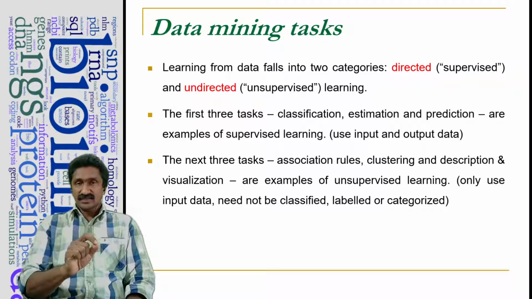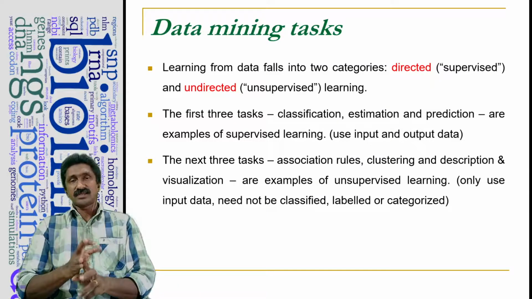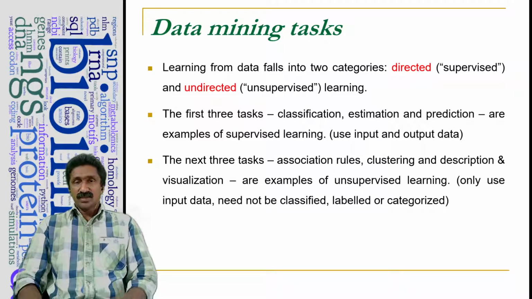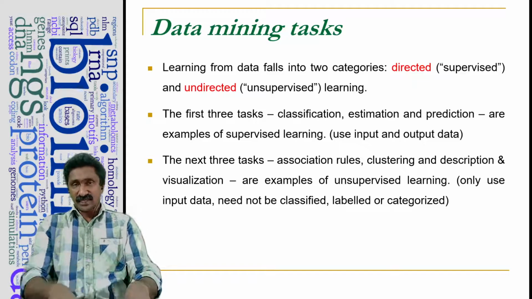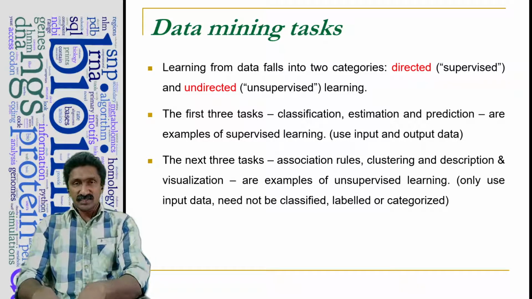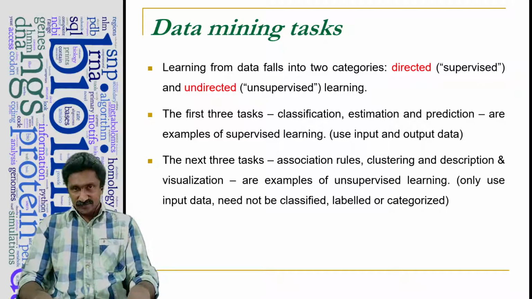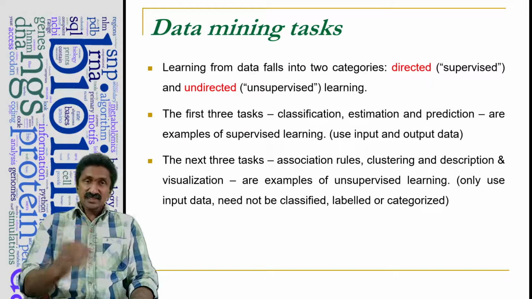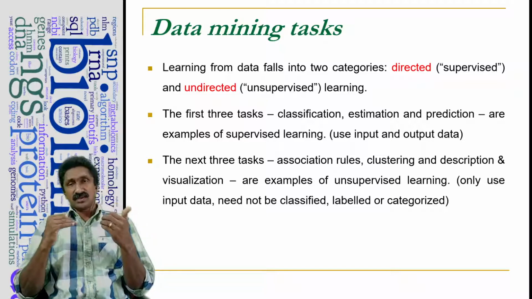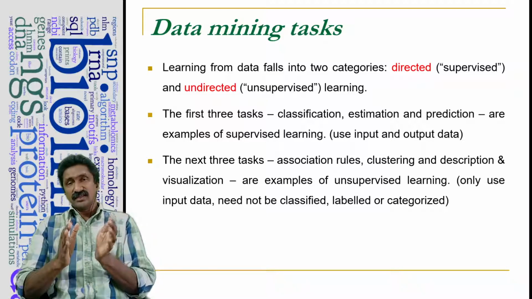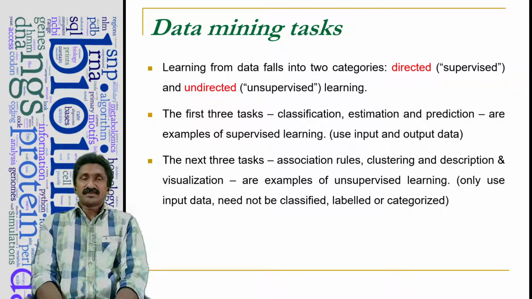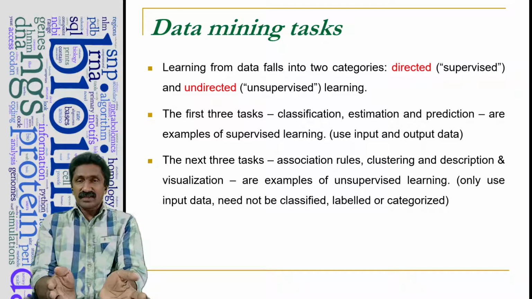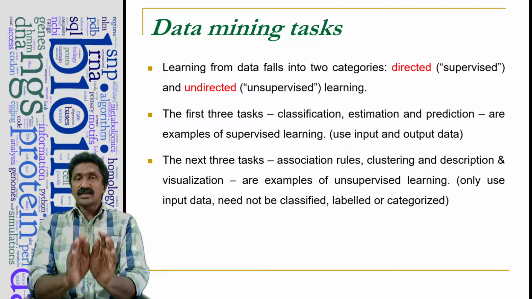The first three tasks, that is classification, estimation, and prediction, are examples of supervised learning because we use input and output data. Both are used in case of the first three categories. We have the complete input and output data. Whereas the next three tasks, association rules, clustering, and description and visualization, are examples of unsupervised learning. So there we have only input data. They need not be classified or labeled or categorized. So this input data is only available.